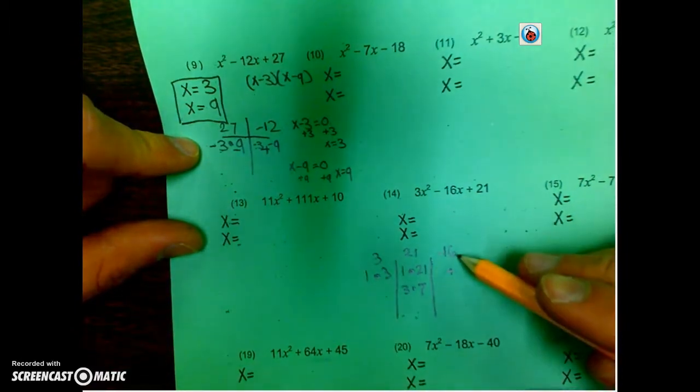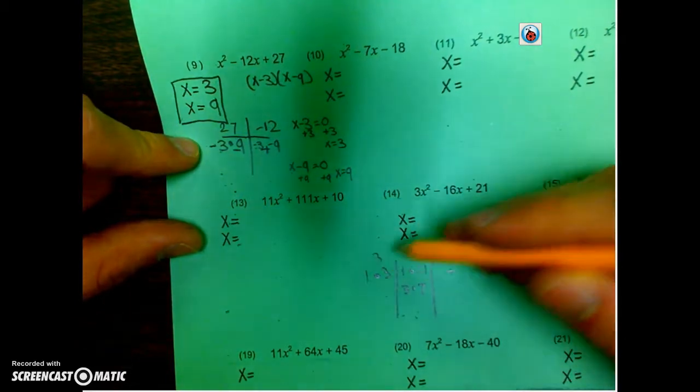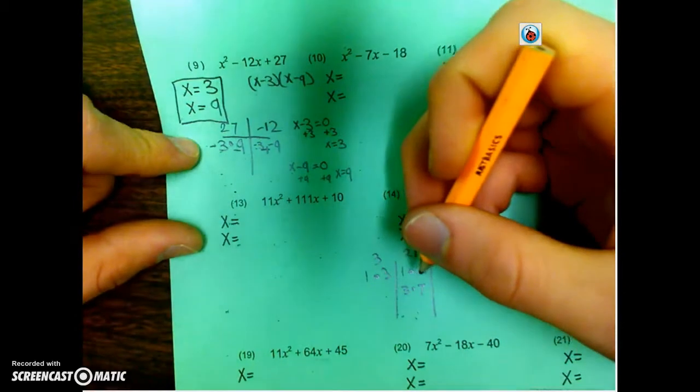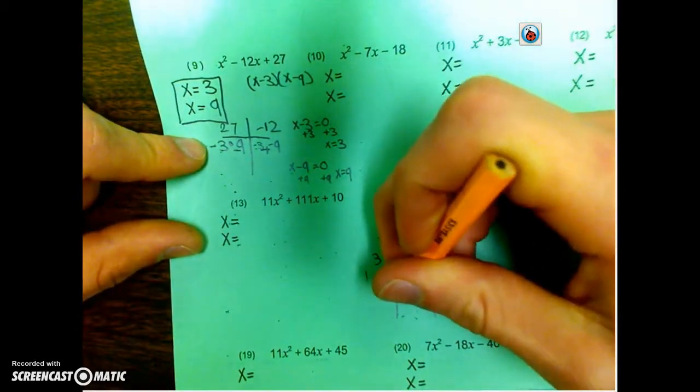But now something that I recognize is that I'm going to need a negative 16, right? But I don't see any negative signs over here. So what that means is we're going to be looking kind of like on number 9. I'm going to need our double negative situation.